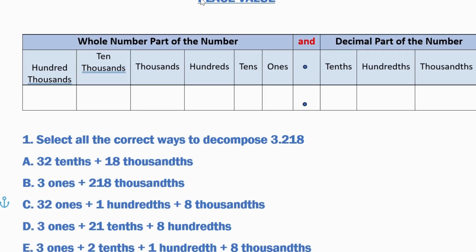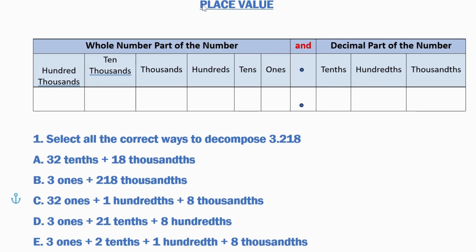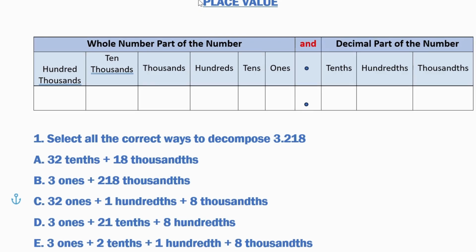Choice C says 32 ones plus 1 hundredth plus 8 thousandths. So I see 32 ones with that second digit being a 2. So I'm going to write a 2 in the ones place, followed by a 3 in the tens place, and I get 32. 1 hundredth, I can write a 1 in the hundredths place, followed by 8 thousandths, which I can write as an 8 in the thousandths place. I can fill in that missing tenths with a 0, and I have 32 and 18 thousandths, which we can see is an incorrect answer. So I can go ahead and cross that one out.